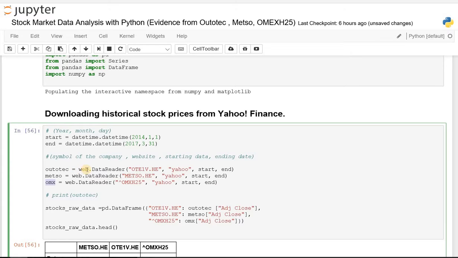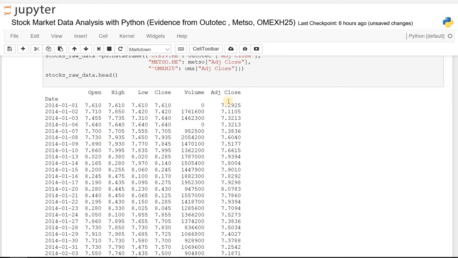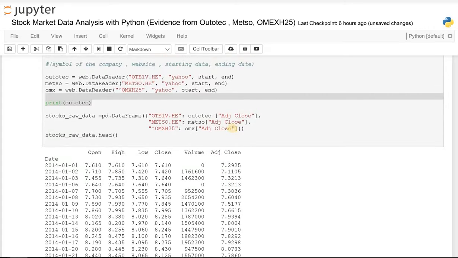I import the data through the Pandas data reader. To import the data, I need the symbol of the company, the website that I'm going to get the data from, in this case Yahoo Finance, and the starting point and ending point. When I print the data just for one company, I can see the data like this through Yahoo Finance, but I'm interested just in the last column, adjusted close, because it has dividend and split included.